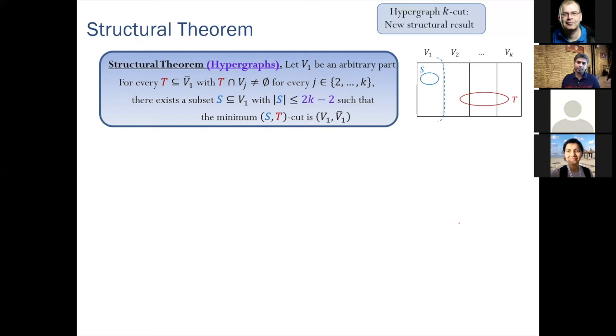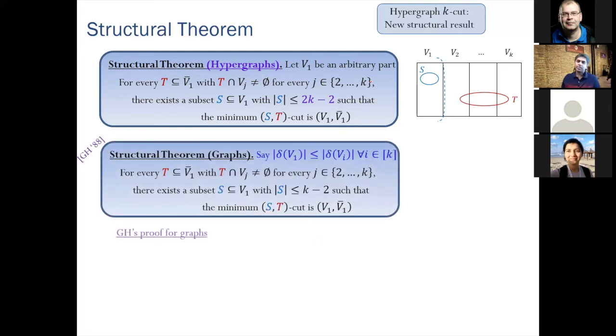Again, we assume that all cut values are distinct, so minimum ST cut is unique. And this structural theorem is saying for every subset T that is disjoint from V1 and intersecting each of V2 through Vk, there is a small size subset S such that the minimum ST cut is V1, V1 bar. We show this for hypergraphs, first of all, and this version of the structural theorem was not known even for graphs.